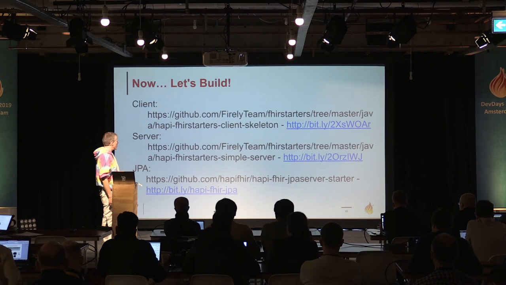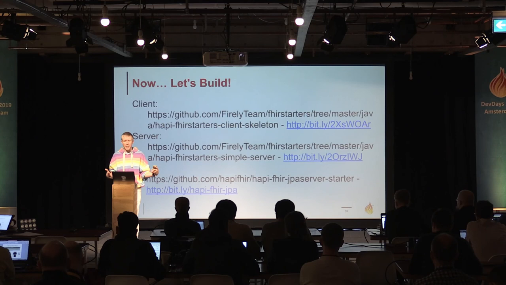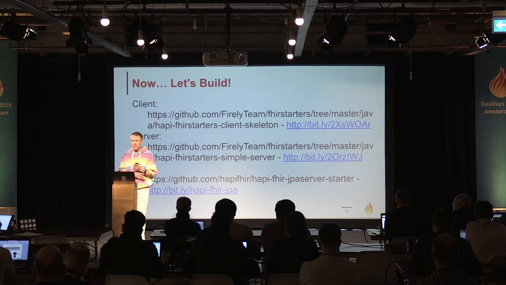I will point out that both of these are in this repository called FHIRstarters that exists on the FHIRly GitHub. This entire GitHub repo goes well beyond just Happy FHIR examples, so I would say bookmark it for sure. There are examples on there for the .NET framework as well. There's some Swift examples for iOS. There's a JavaScript tutorial in there as well. So there's a bunch of really good stuff.